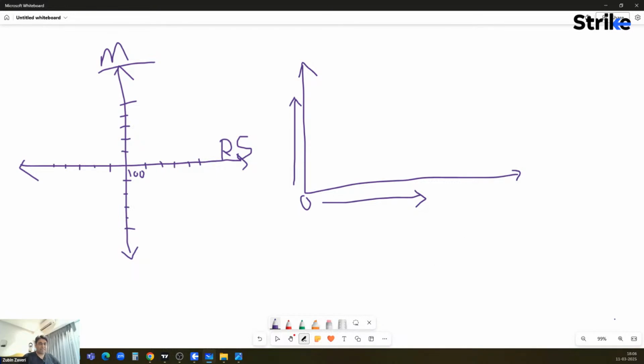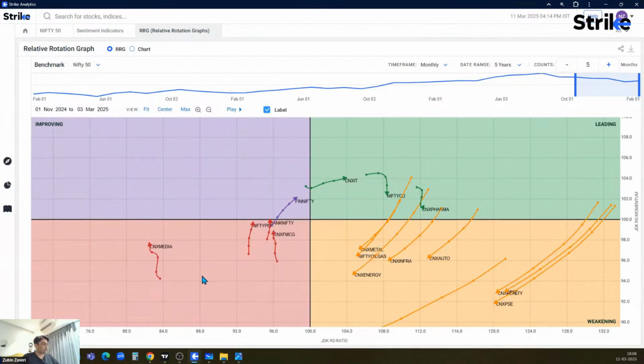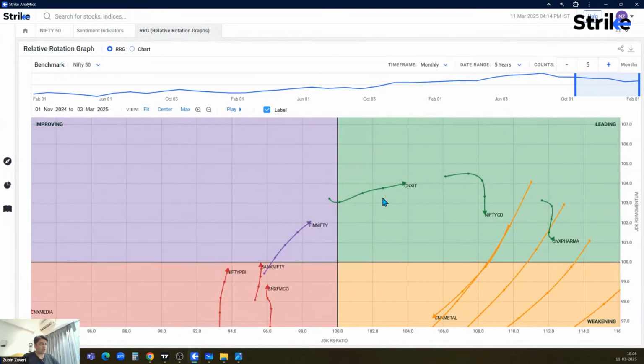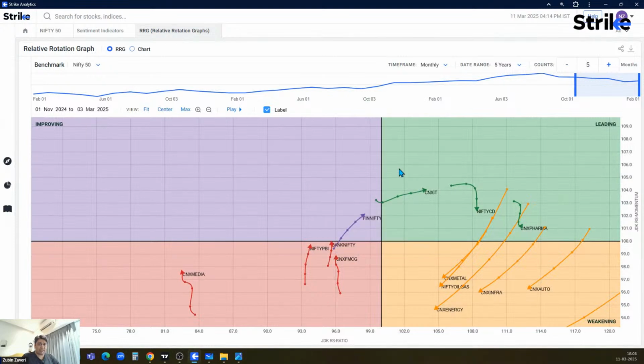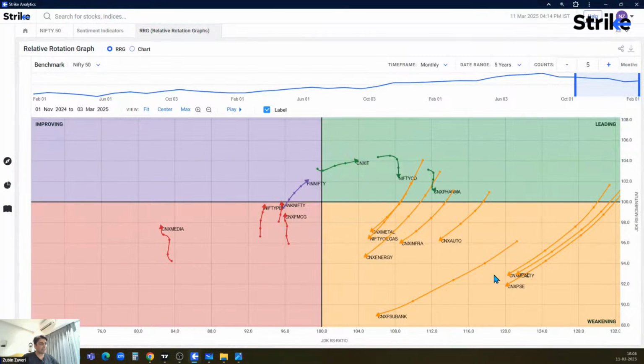Okay. Now, this is how the RRG graph looks. And then there are these arrows. Some arrows are going up, some arrows are going sideways, some arrows are coming down, some arrows are over here. So how to interpret this? We will first learn how to interpret this, and then we will actually interpret the data over here.